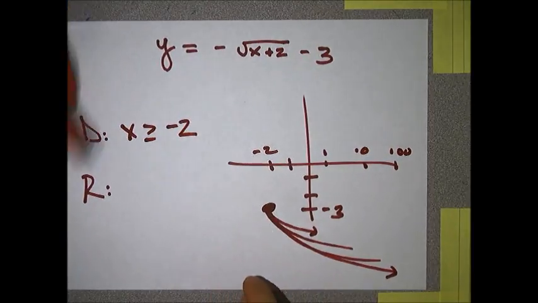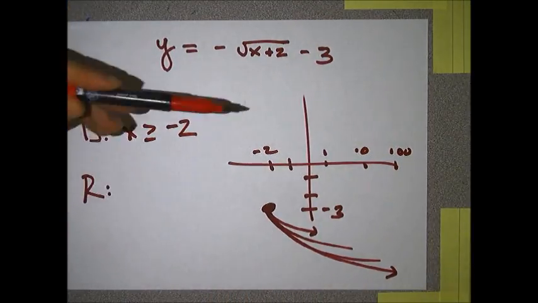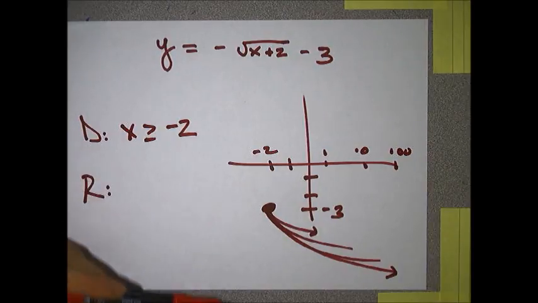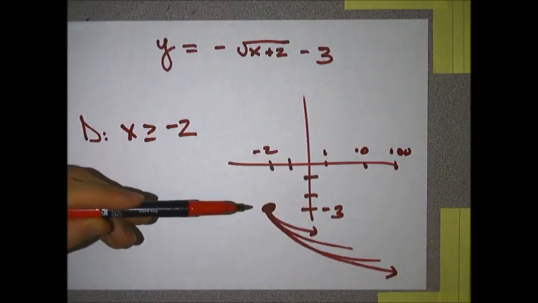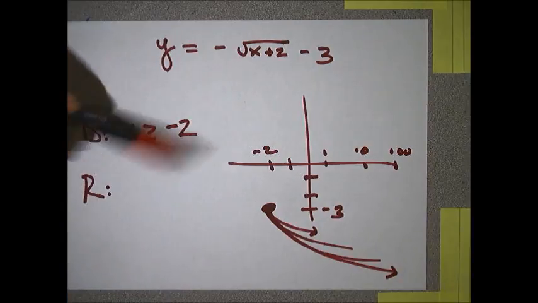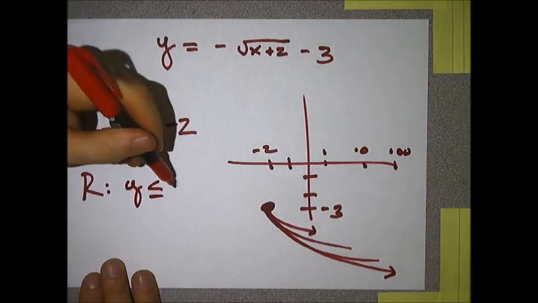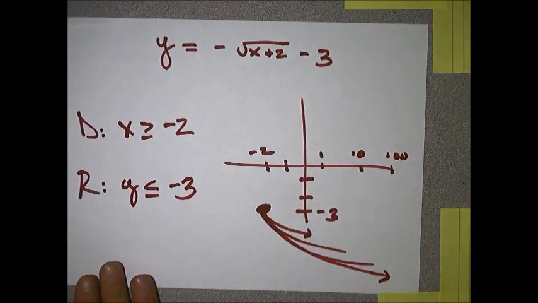-2. When I look at the range, range is my up and my down. So I say this thing's growing in terms of up and down, it's going down. Where's it going down from? -3. So my range is y is less than or equal to -3.